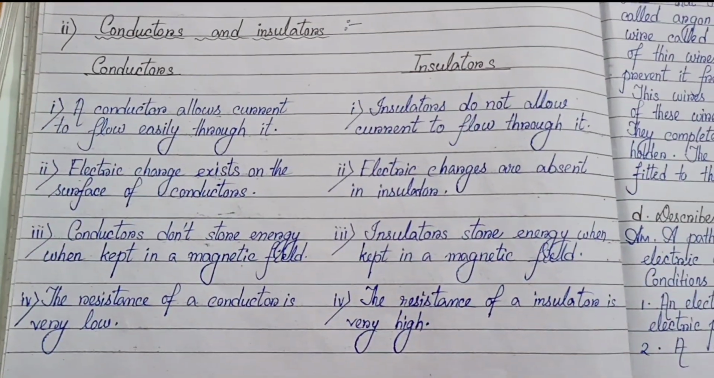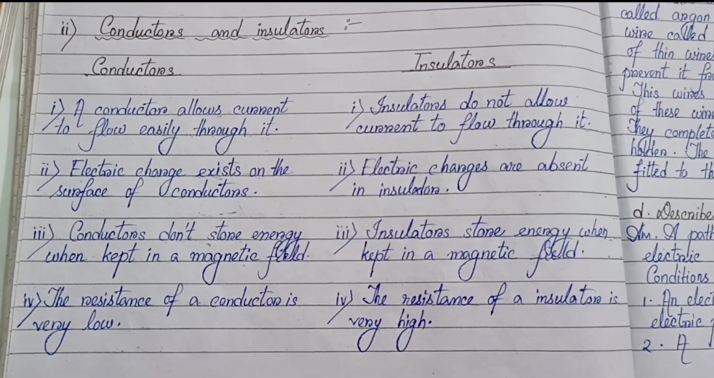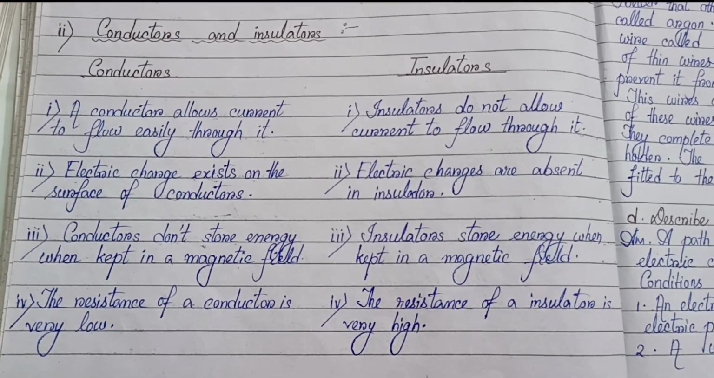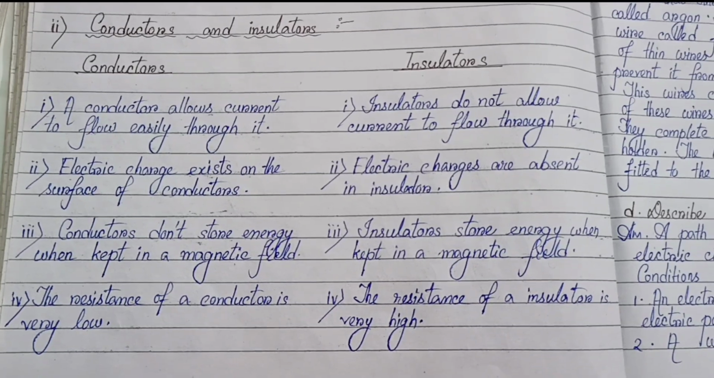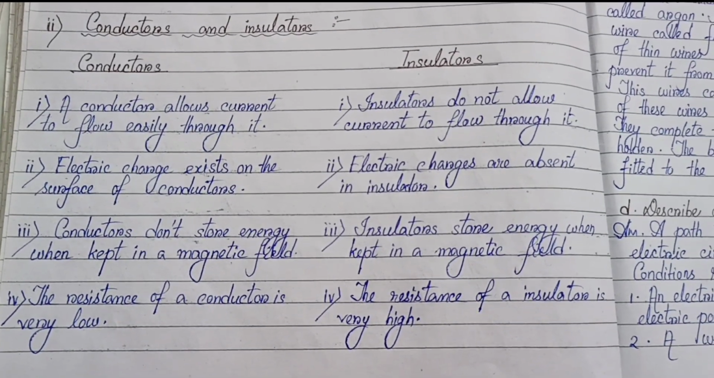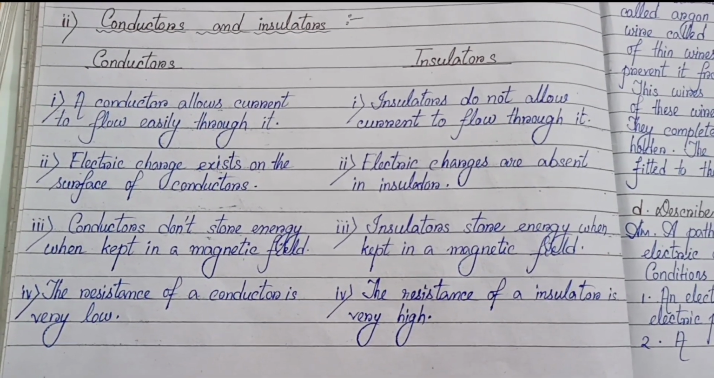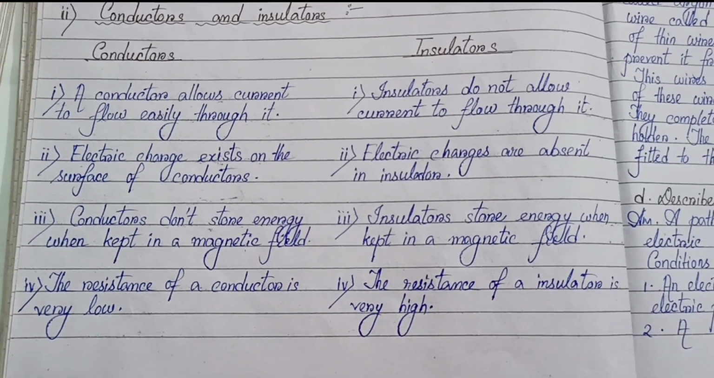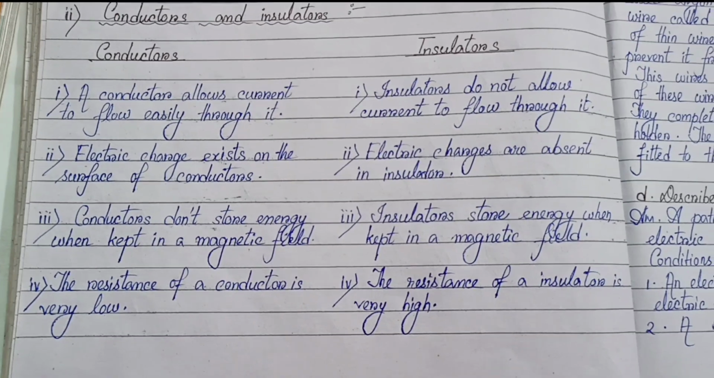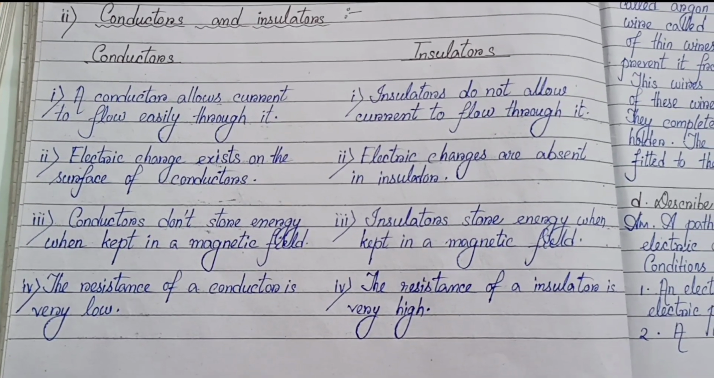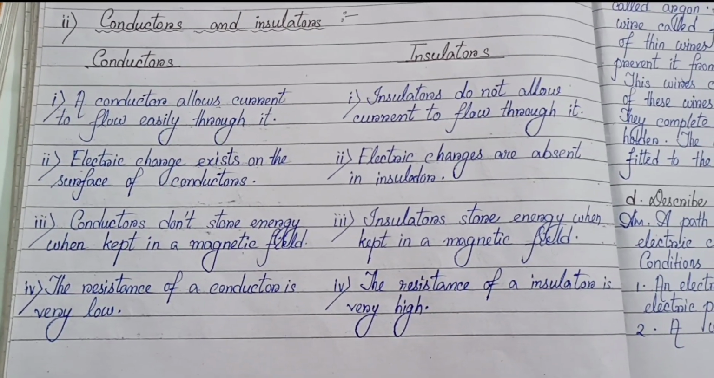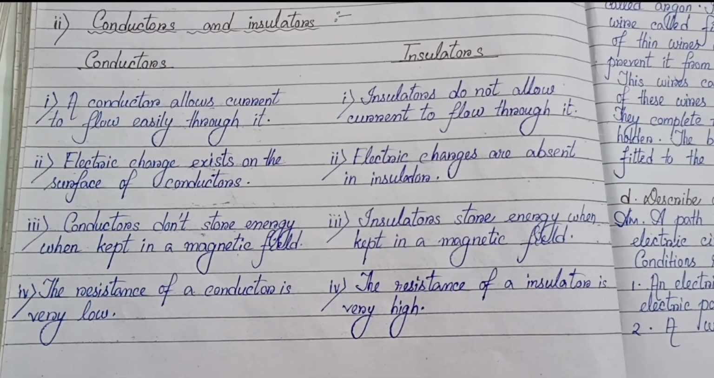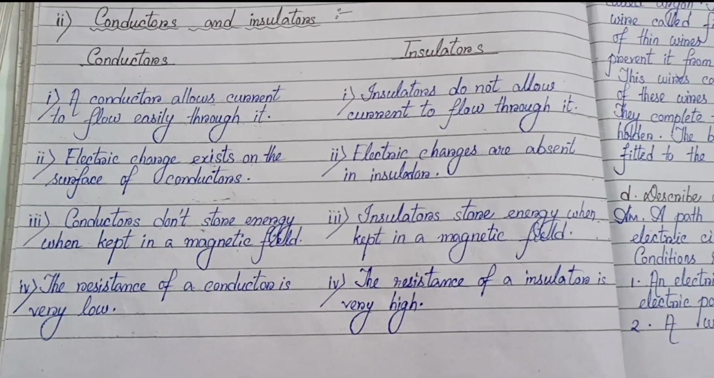Conductors and insulators. Number one, a conductor allows current to flow easily through it. Number one, an insulator does not allow current to flow through it. Number two, electric charge exists on the surface of a conductor. Electric charges are absent in an insulator. Number three, conductors do not store energy when kept in a magnetic field. Insulators store energy when kept in a magnetic field. Number four, the resistance of a conductor is very low. The resistance of an insulator is very high.